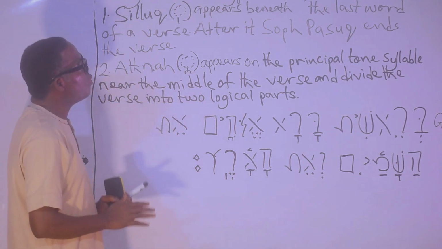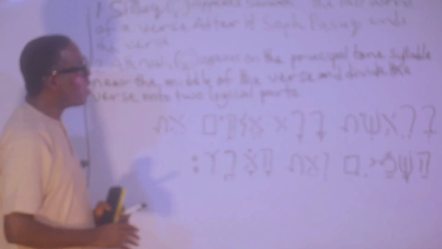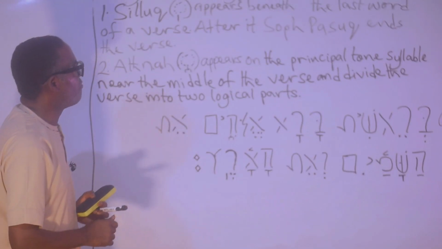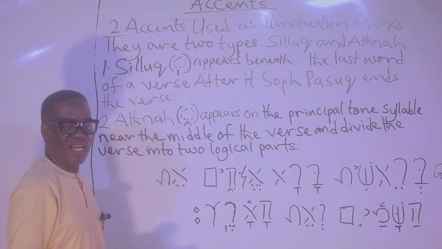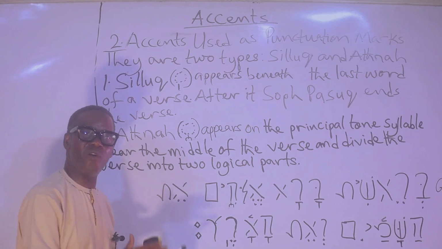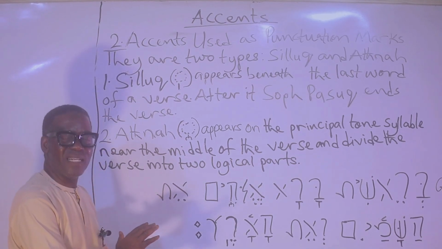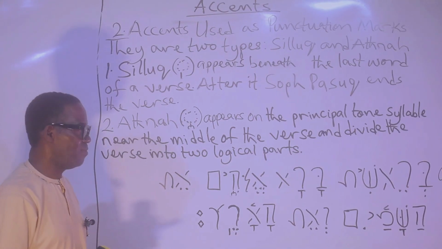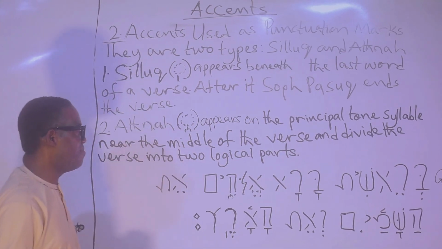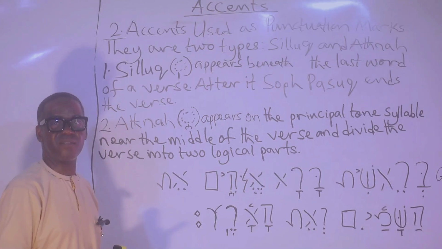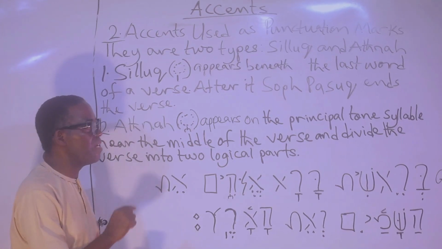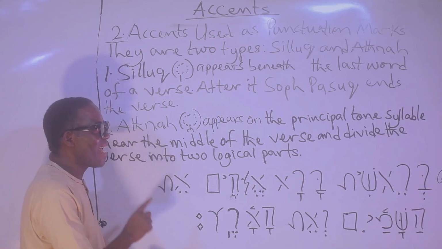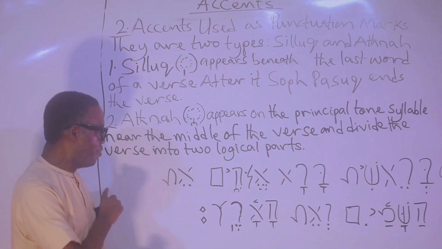So these two accents, Siluk and Atna, are used in Hebrew as punctuation marks. And in the reading of the verse, they make the verse so unique. Bereshit bara Elohim, et hashamayim ve'et ha'aretz. This is very, very important for Hebrew students to master this accent in Hebrew.